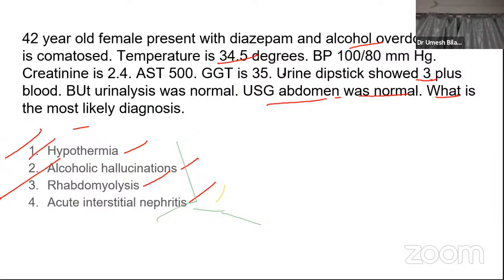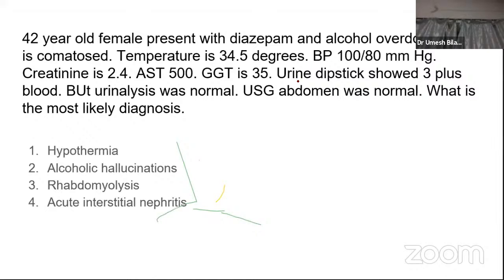The one point you should know here is that there is proteinuria on dipstick, but the urine microscopy is normal, which means it is rhabdomyolysis. This protein is actually myoglobinuria. That's the reason we get the urine dipstick positive.